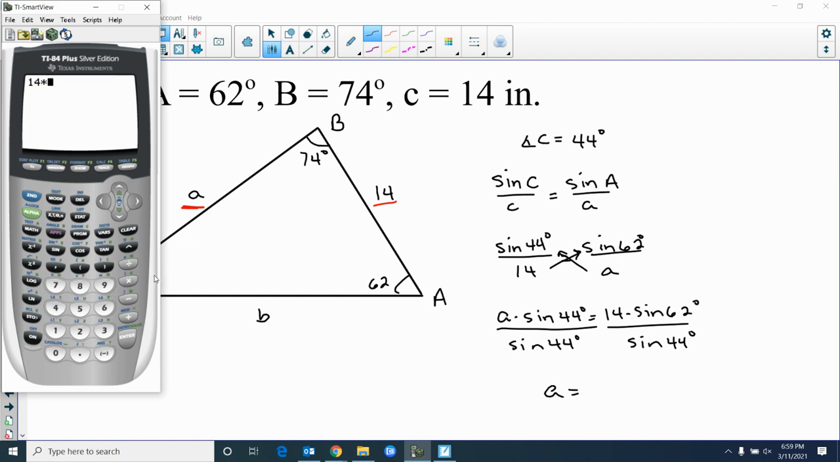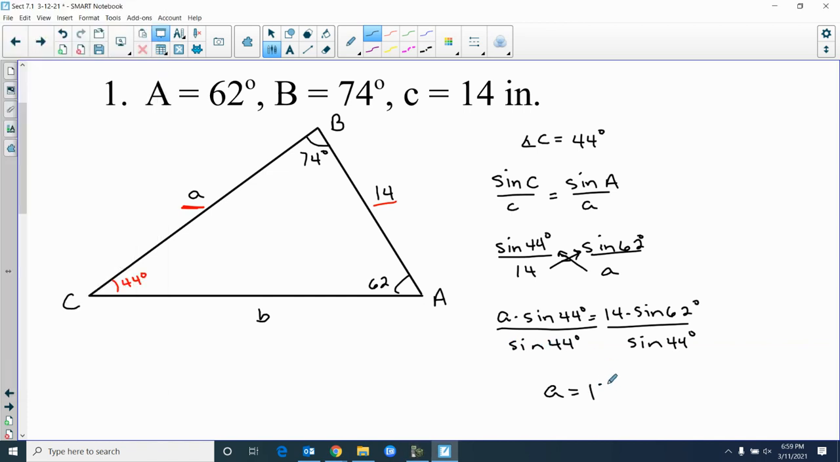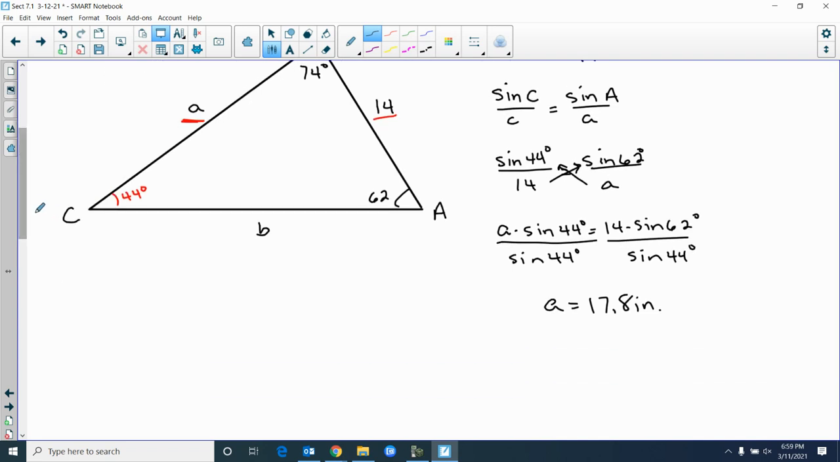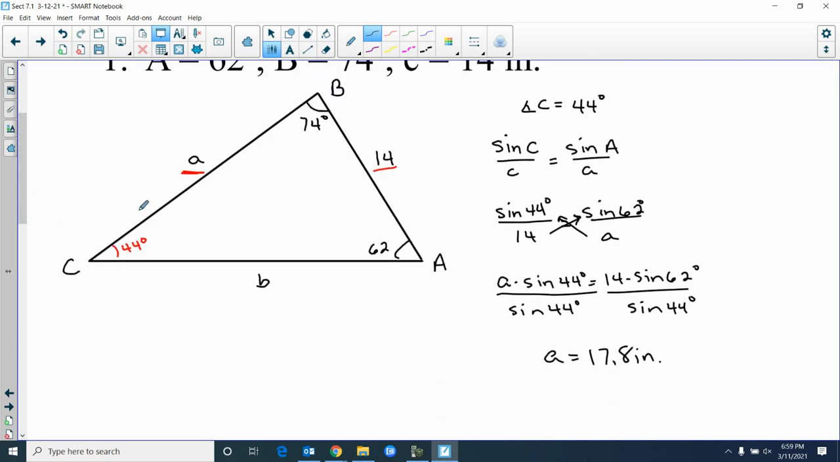14. And make sure you're in degrees. Times sine of 62 divided by sine of 44. And that gives me, and I'm going to round to the nearest tenth for all my sides, 17.8 inches. Okay. Now, for any side I'm looking for, I want to avoid using any rounded off values if at all possible. In this one I can, because I can use the 44 and the 14.